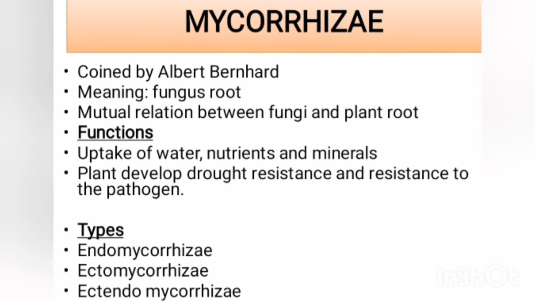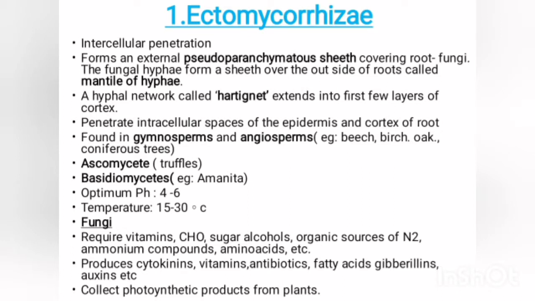There are three types of mycorrhizae: Ectomycorrhizae, second one Endomycorrhizae, and third one Ectendomycorrhizae. The first type of mycorrhizae is Ectomycorrhizae. It is also called ectotrophic mycorrhizae. Here, the intercellular penetration occurs.